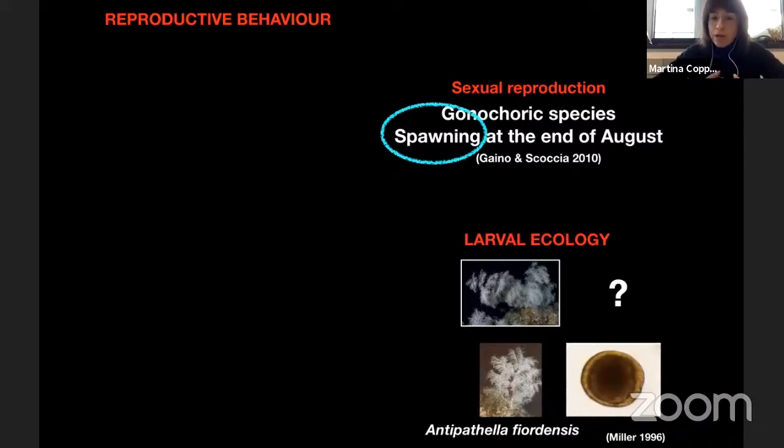In general, for black corals, there is a lack of knowledge about the larval ecology. There is only one previous study by Miller, which investigated and described for the first time the larvae of a congeneric species, which is Antipatella fiordensis.